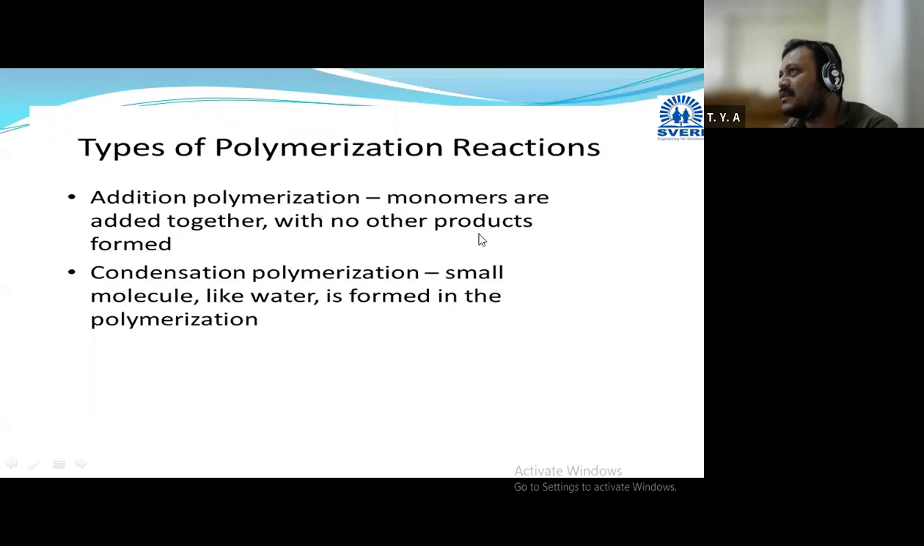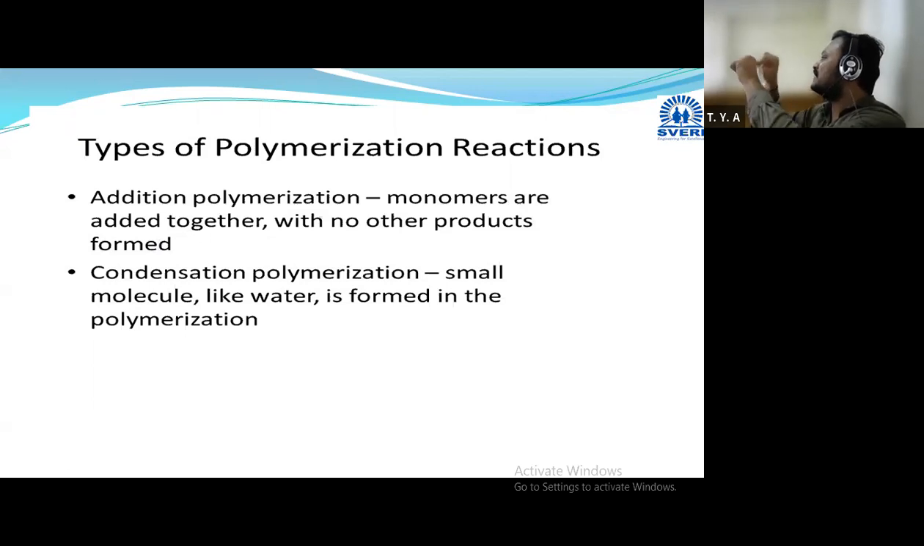Monomers are added together with no other products. Monomers are small units or molecules. A number of molecules will come together, and that process is polymerization. Suppose 10-15 molecules are there, and they are linked to one another. That is considered as polymerization.